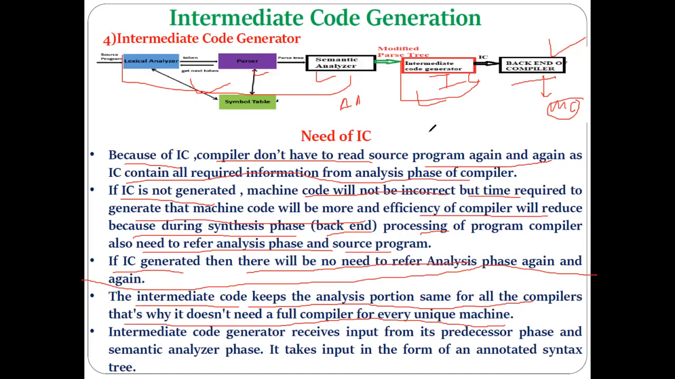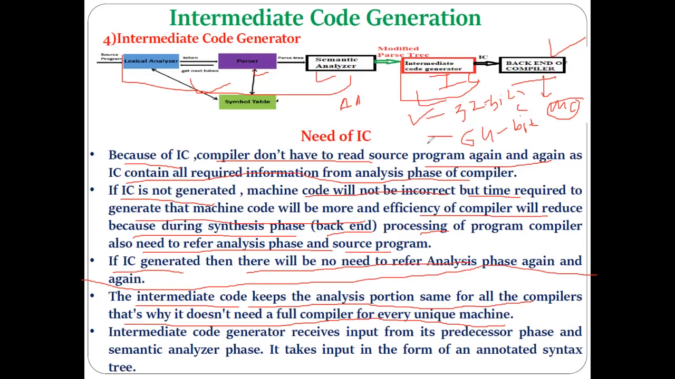Suppose you have a machine of 32 bit, and you have one particular compiler for C language, that is the C compiler. Now you go to another machine which is 64 bit. If the IC is not generated, then you will need to design a fresh compiler. Suppose you have designed the compiler for the 32 bit machine, without IC.